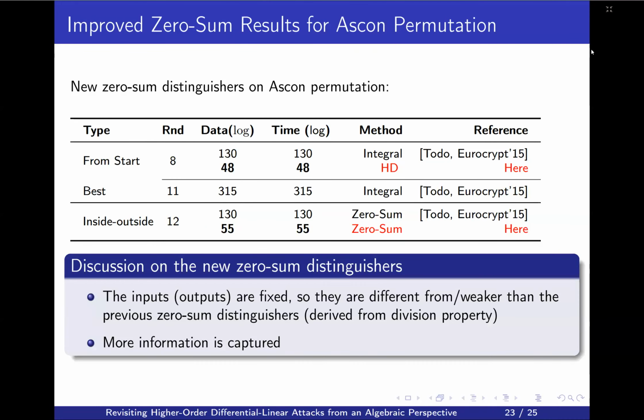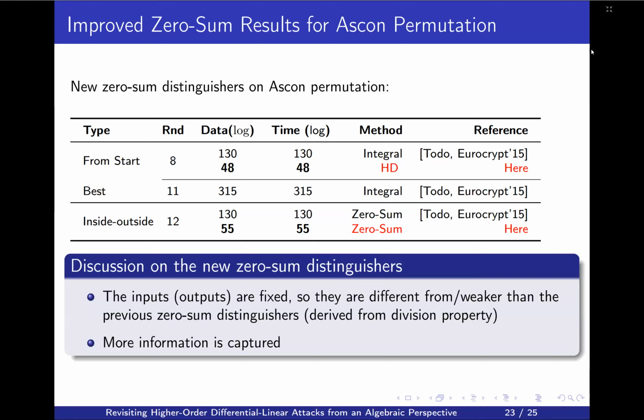We also apply this method to the inverse function or differential direction. We also find some properties. So for the inside outside zero sum distributions, first we can find the algebraic degree, 55. Yes, 55. So we also improve the previous zero sum distribution.